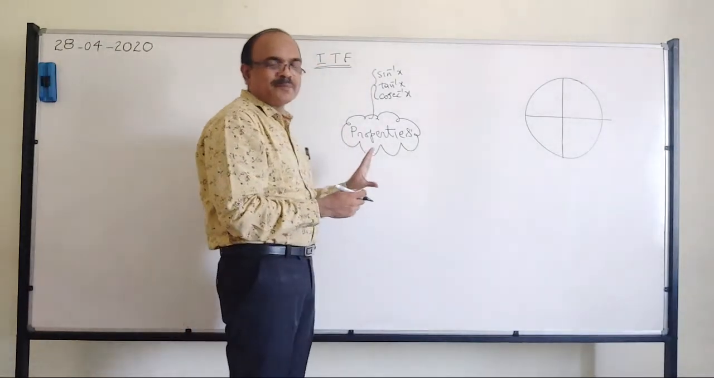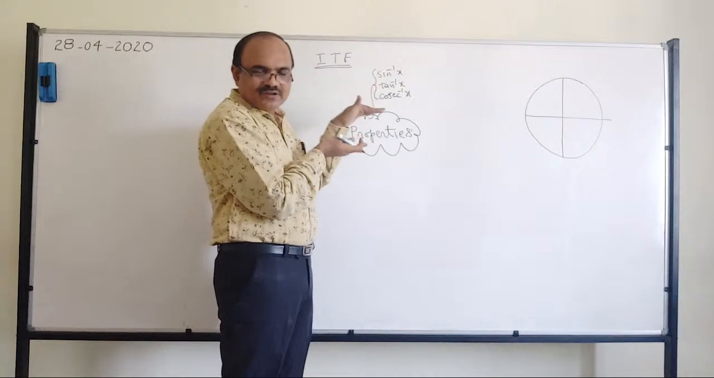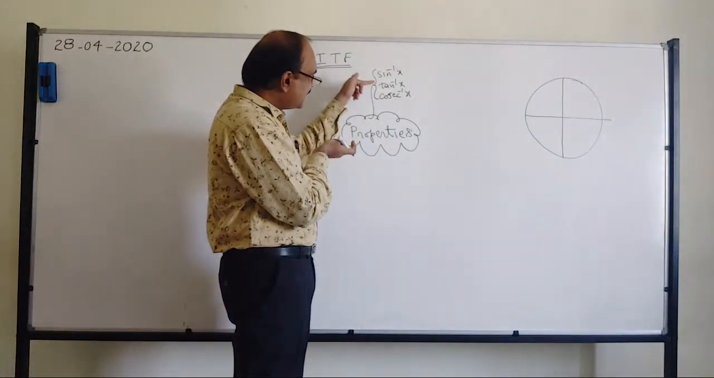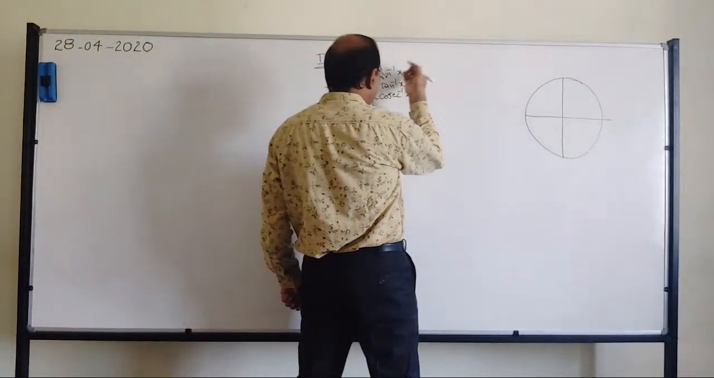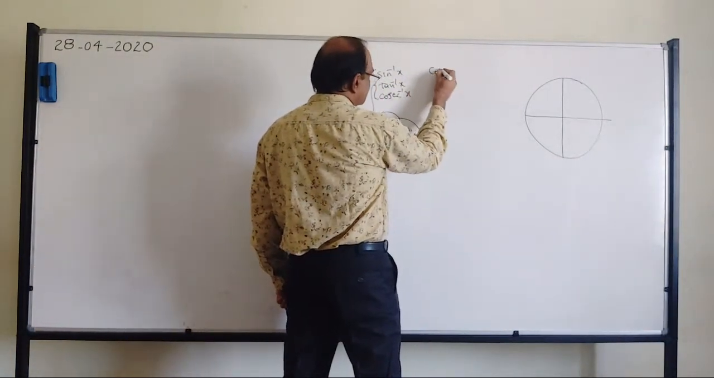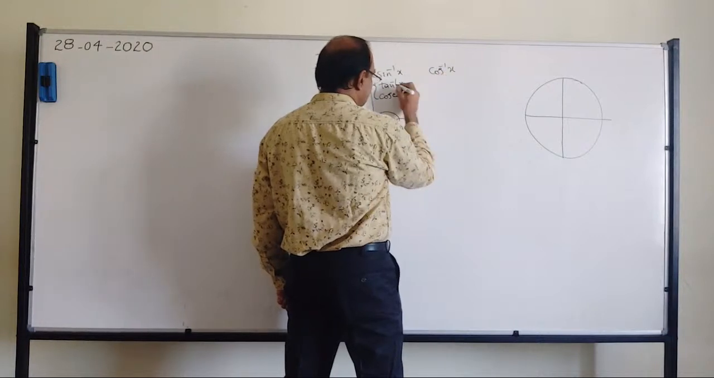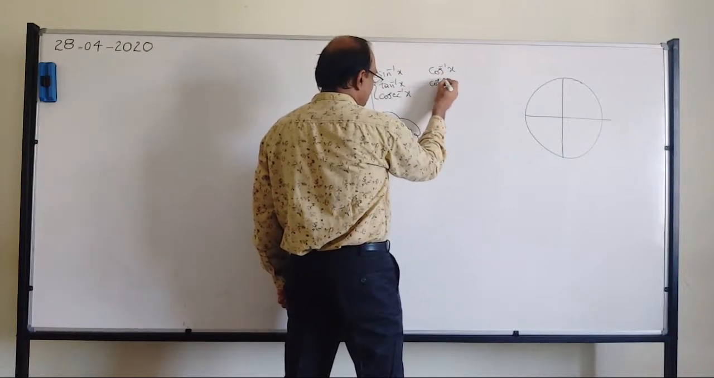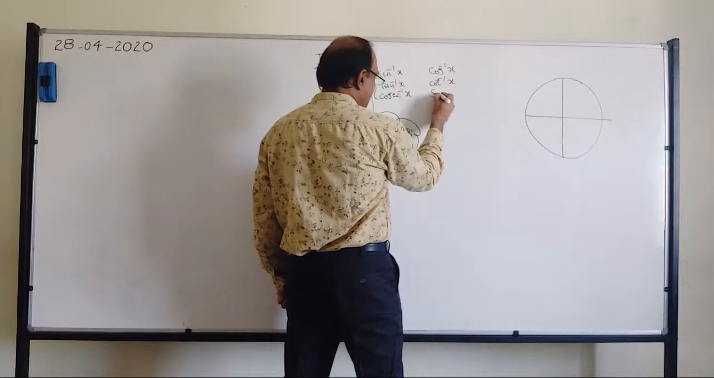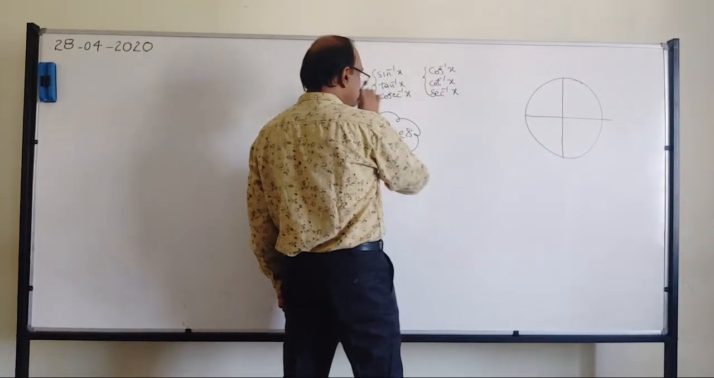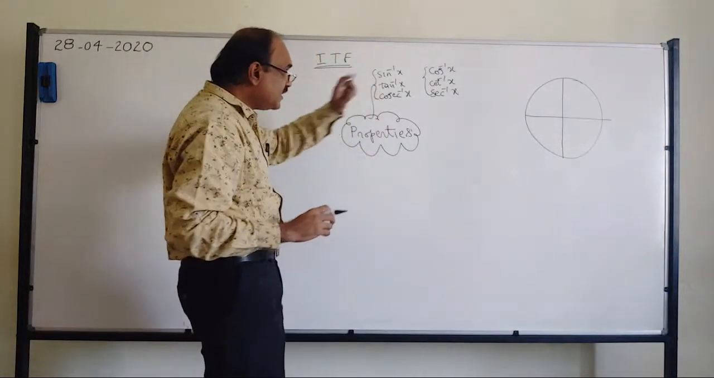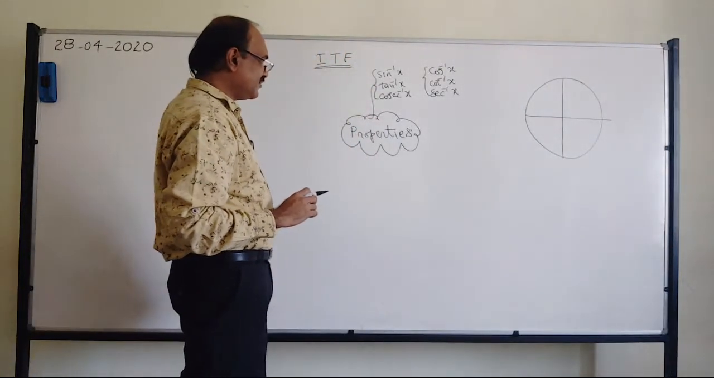If you see all the properties, they group these three together: sine, tan, cosecant. Similarly, the other three you know: cos inverse of x, cot inverse of x, and secant inverse of x. So these three will go together, and these three will go together. How do these three go together? Please try to understand.